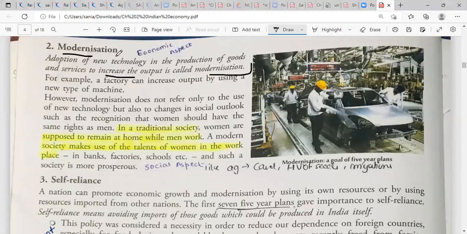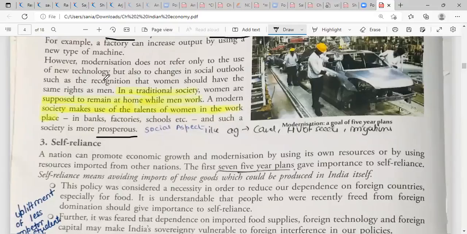Earlier, there was a thought that women cannot work and should not go for work, that they are only to work in the home. In a traditional society, women are supposed to remain at home while men work. A modern society makes use of the talent of women in the workplace, in banks, factories, schools, etc. Such a society is most prosperous. So modernization does not mean only technology, it means your mindset as well. You have to make your mindset modern, right? Yes, ma'am. Okay.